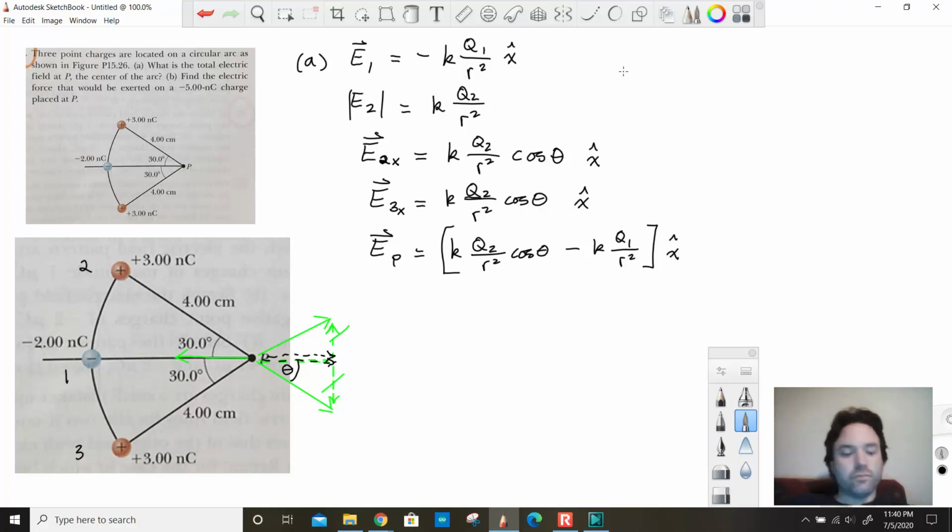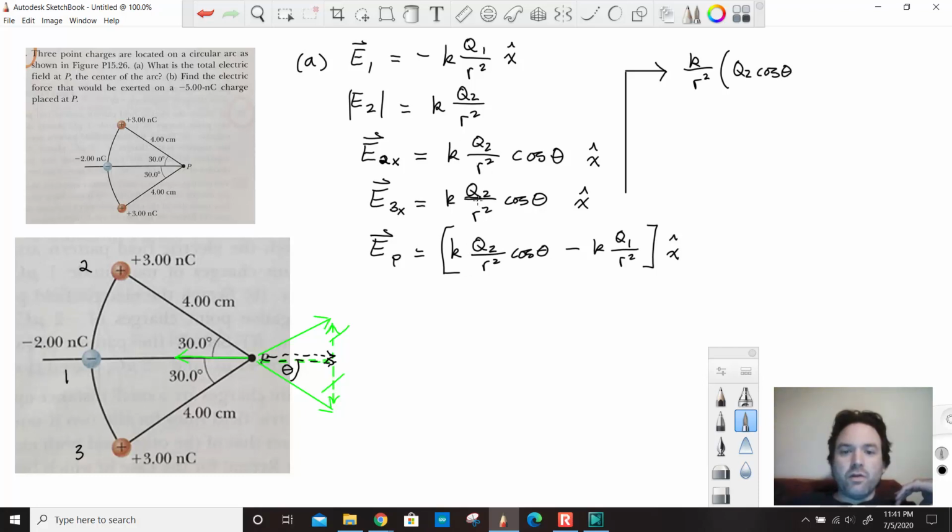So we can use this to clean this up a little bit, and we don't know, well, we know Q2 and Q1, but I haven't written them out yet. But we can actually make this a little cleaner. K over r squared will do fine. And then we have Q2 cosine, oops, Q2 cosine theta.